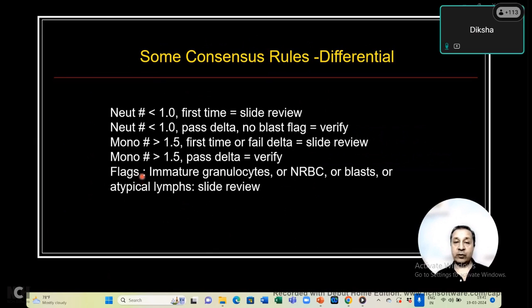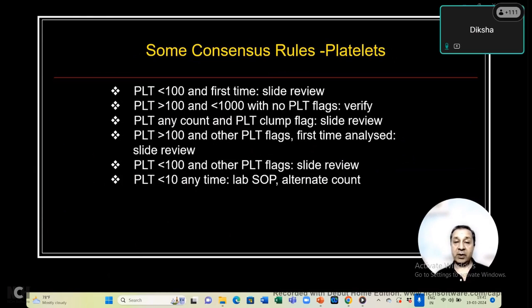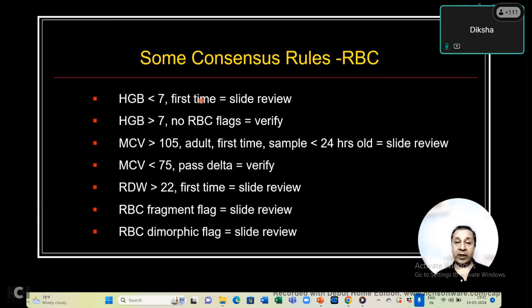Again, for the neutrophils, the counts in terms of absolute counting, you would want to do a slide review. You had some flags for immature granulocytes, NRBCs or blasts, or atypical lymphs where you will do a slide review. Similarly, for platelets, less than 100 for the first time, a slide review, and many others which have been put across here in this particular slide. Again, for red blood cells, you were looking at the mean corpuscular volume, the red cell distribution width, and of course the fragment flags, and a hemoglobin of 7 as a cutoff. Again, the rules were defined where you will verify and where you will review.